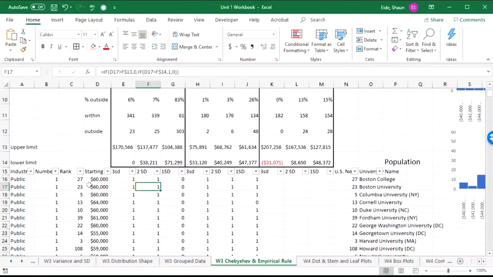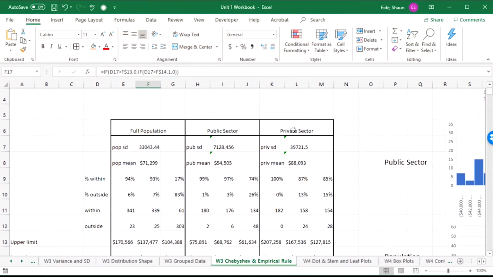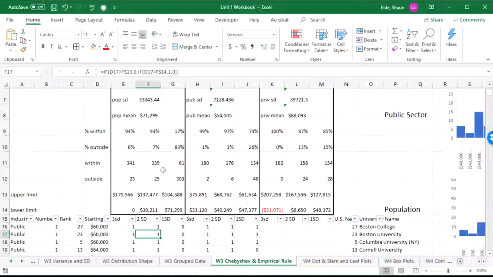More specifically, let's take a look at this. We've got the full population data here, the public sector and the private sector, and I'm going to tell you in a minute why I did that. So the population mean is right here, and the population standard deviation is right there. And so we've got a population mean of 71,299. And then we've got a standard deviation of $33,043.44. And so we've got this distribution, and we can put that into Chebyshev's theorem, and it works all day long.